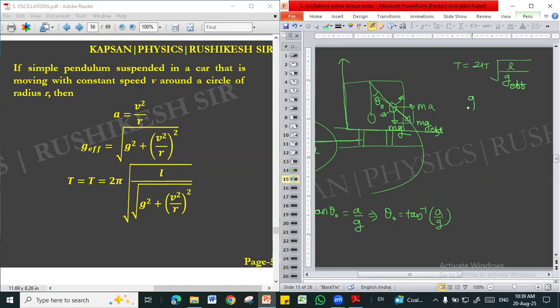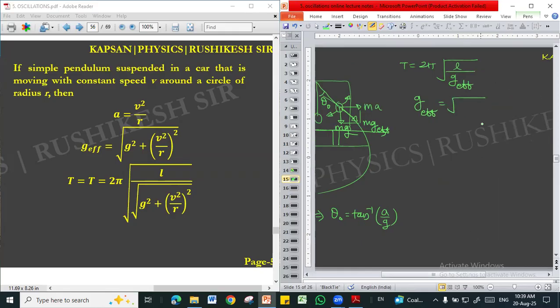What will be G effective in this case? G effective in this case will be under root G square plus centrifugal acceleration or pseudo acceleration square. Now that has to be written very carefully. G square plus, let's say the speed of the car is V and the radius of the circle is R. Then the centrifugal acceleration will be V square by R. Don't forget to square this. Most of the time, because of this V square, we forget this square. So you should not forget this square. Up to this, any doubt?